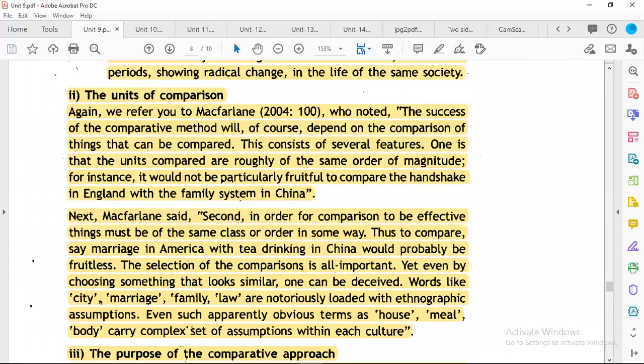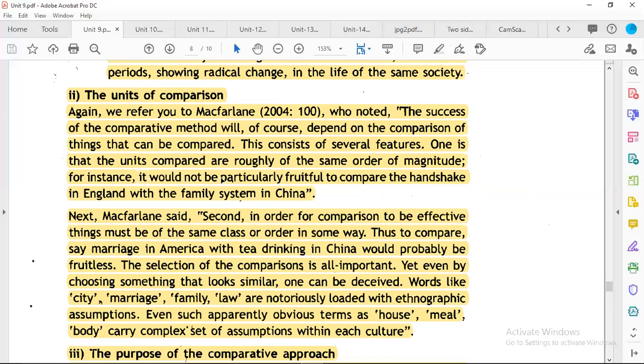Next, the unit of comparison. The unit of comparison in a word should be similar in nature. We can't compare the handshake of China with the family system of England, or we can't compare the tea of America with the noodles of China. So here the point is the unit of the comparative method should be a similar one.